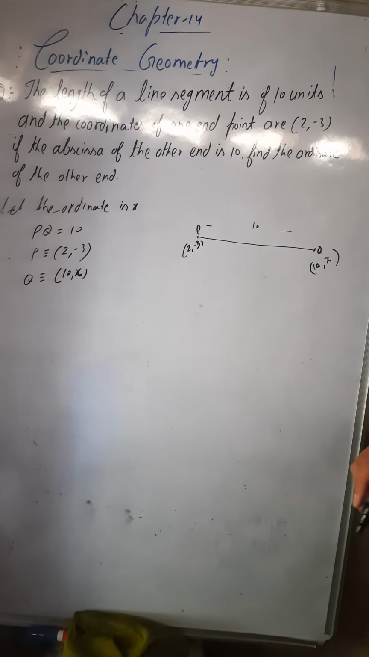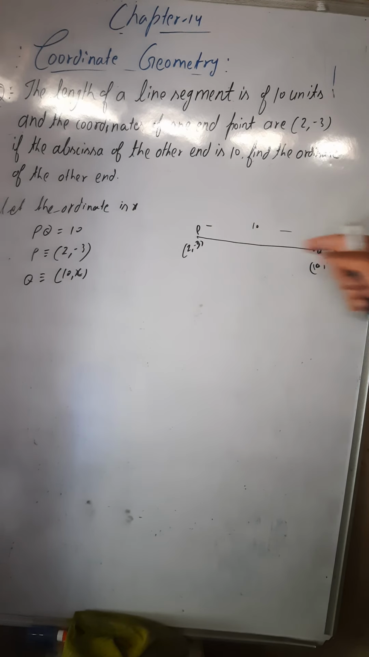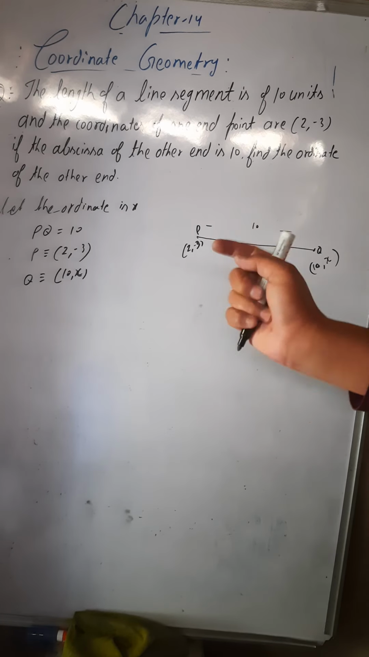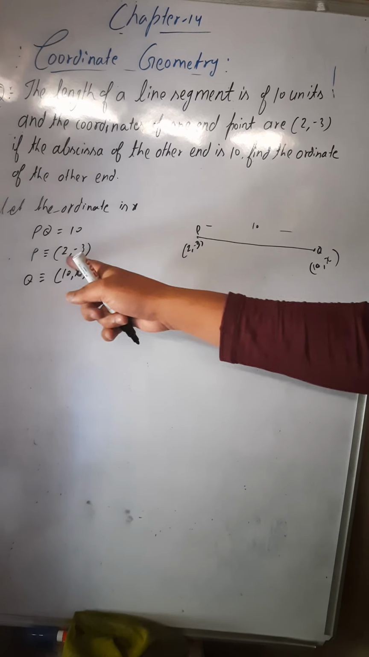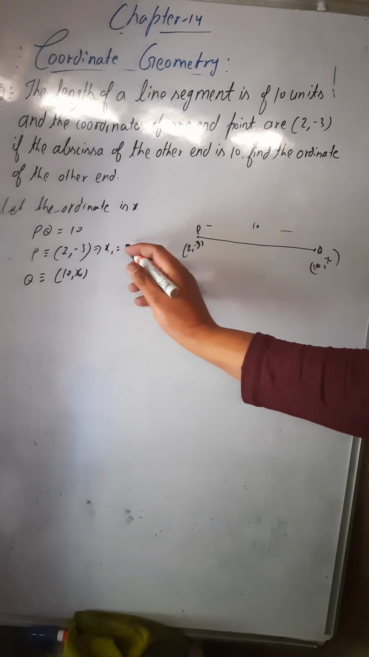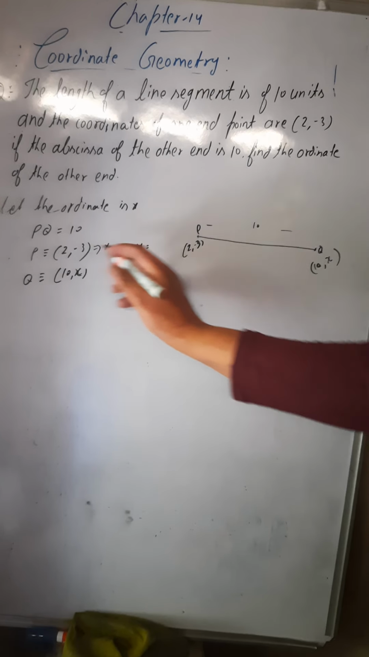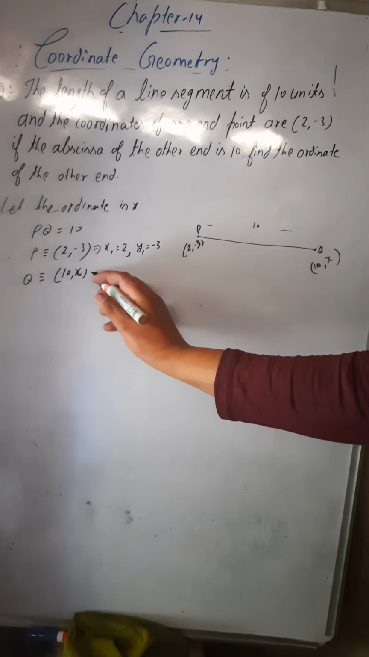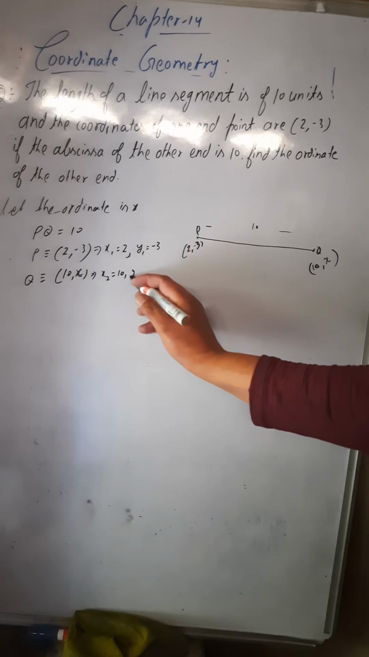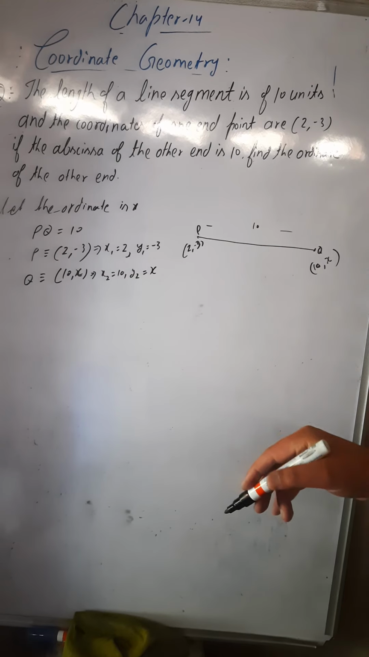So from here you can find out, obviously we will use the distance formula because distance has been given here. But for the distance formula you need x1 y1, x2 y2. So let me write: x1 will be 2, and y1 will be minus 3. Similarly from here, x2 will be 10 and y2 will be x. Now we will use the distance formula.